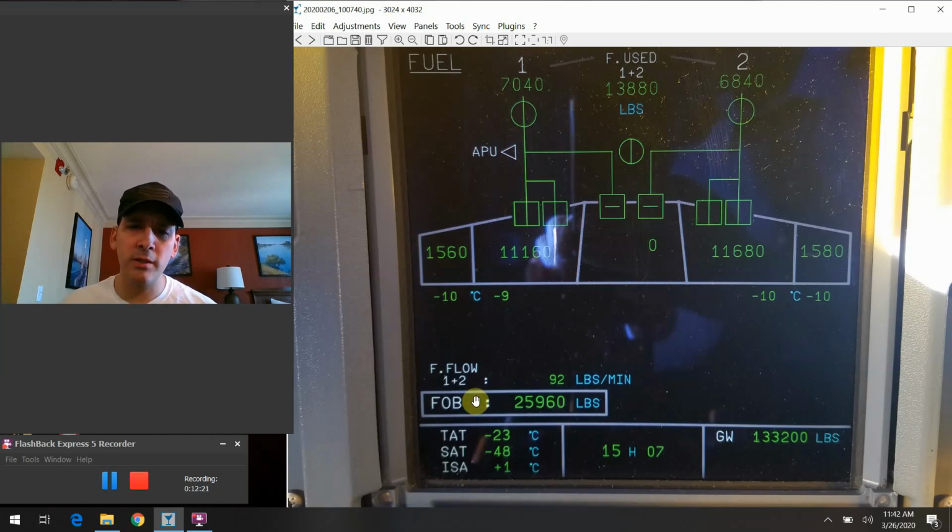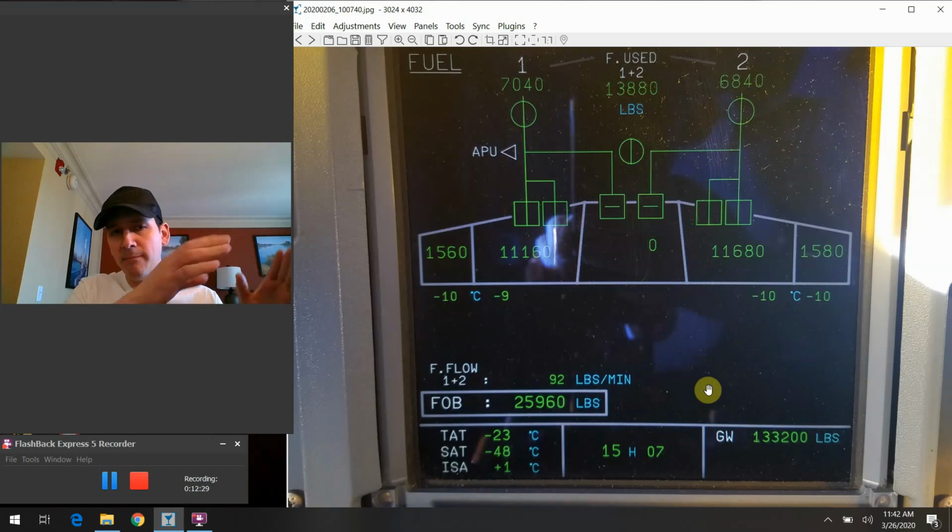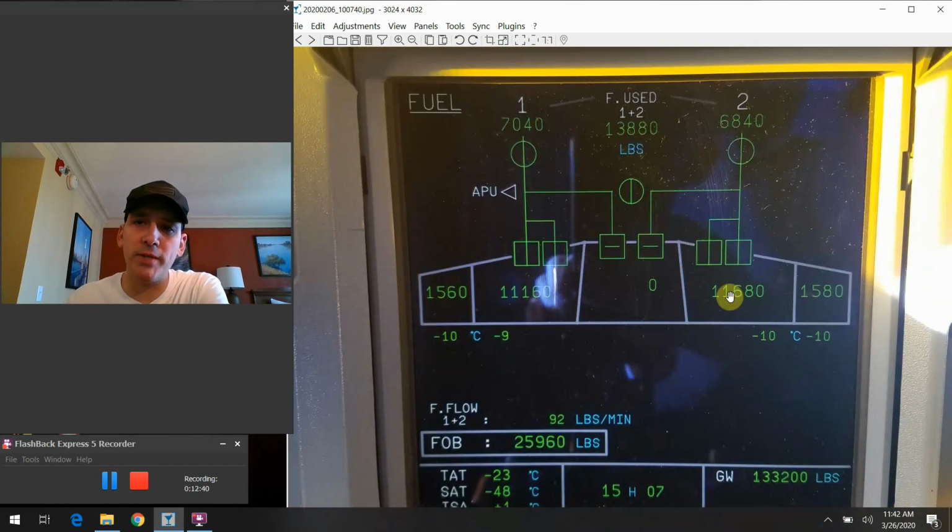And then the final one, just the fuel on board here is depicted at the bottom of the screen. Remember, we always have the fuel on board depicted on the main engine and warning display screen. It's the top one in the center of the captain and the first officer there that we're always looking at, and just paying attention to our total fuel state on board the airplane.